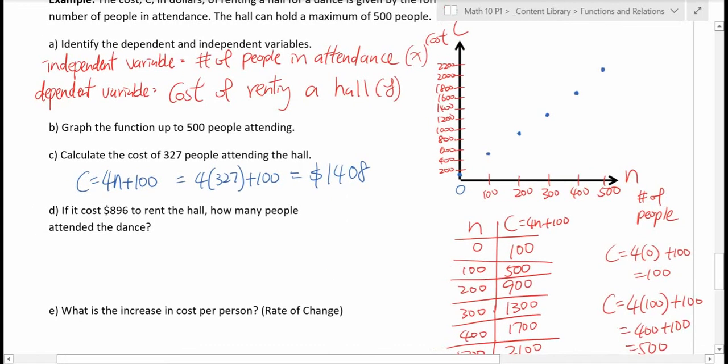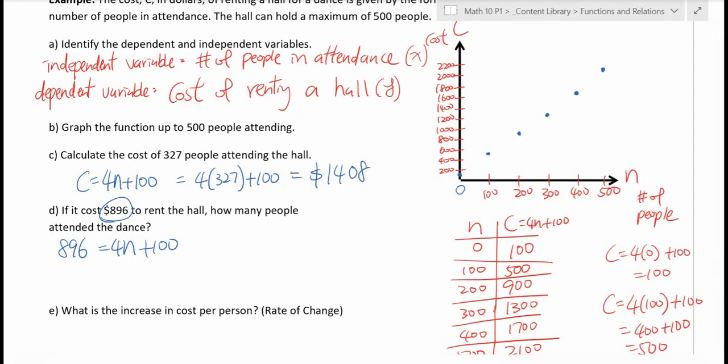Finally, part D, it says if it costs $896 to rent a hall, how many people attend the dance? So this is the cost. What we're going to do now, instead of putting $896 into n, we're going to put $896 into the C variable, the cost, because that's what the cost is. And now we are solving for n, right? Because remember, n is the number of people in attendance. So this is a linear equation. To solve for n, you're going to minus 100 on both sides.